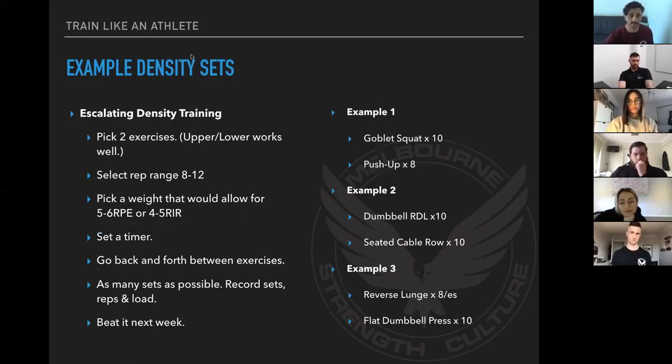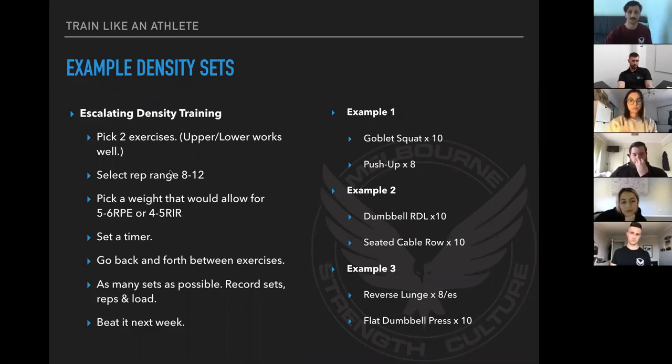So density set. I'd pick 2 exercises. I really like upper and lower because that way we can get a fair amount of volume in without being like, all right, I've done push-ups and now I'm going to do bench press. Oh my God, my chest is cooked. I can only do 3 sets in 15 minutes. All right, we want to get as many sets as possible in there. And that's why upper and lower works really well. I like a goblet squat and push-up, or even goblet squat dumbbell press, dumbbell RDL, cable row, reverse lunge, flat dumbbell press. These are just some examples.